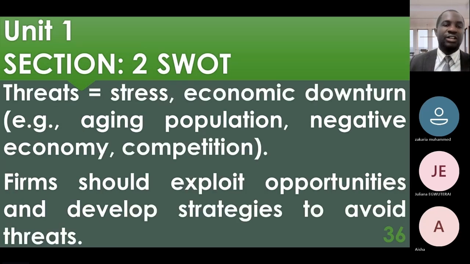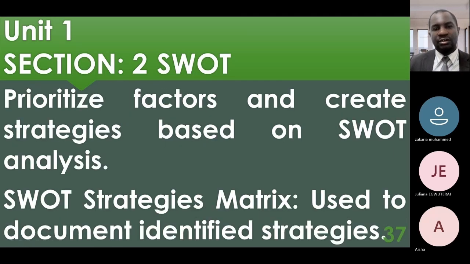processes, while threats look at areas like stress. And that's why stress management has come to stay. Economic downturns, an aging population, and you're not able to have a strong workforce. A negative economy that is driven by maybe the dollar, competition, new entrants, influx of a lot of new people in the market. So firms should explore opportunities and develop strategies to reduce threats.